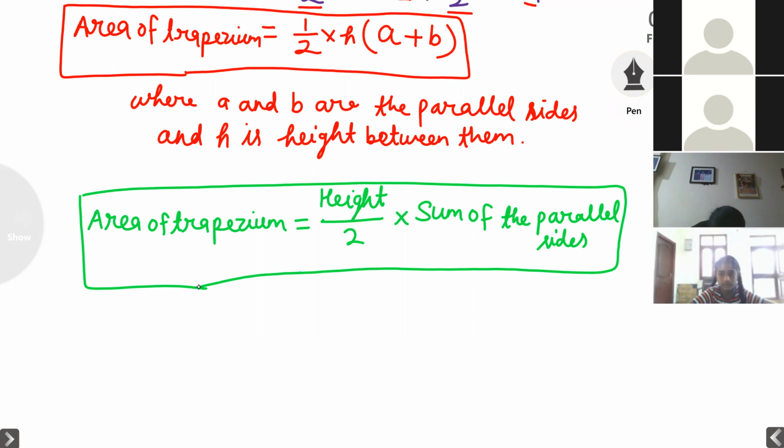Area of trapezium equals height by 2 into sum of the parallel sides.